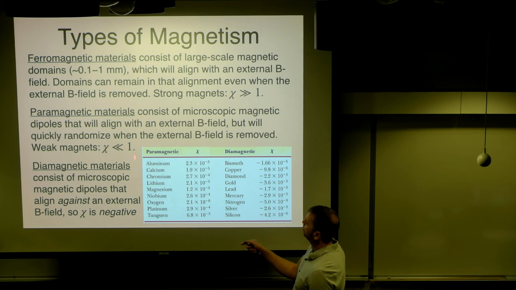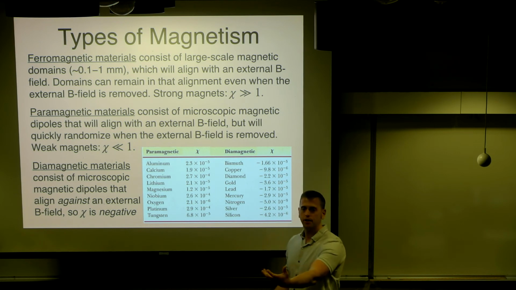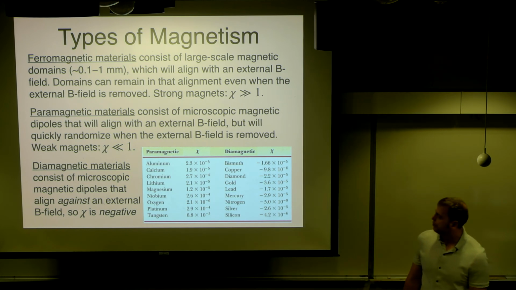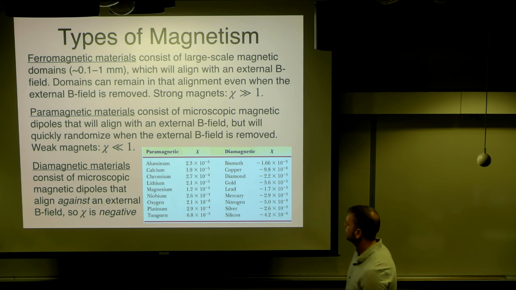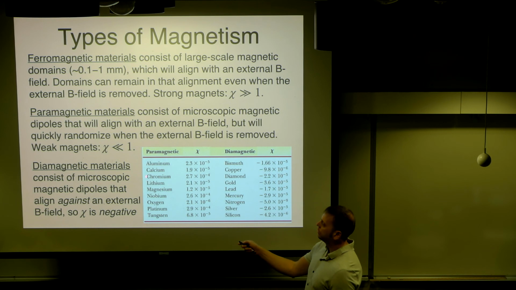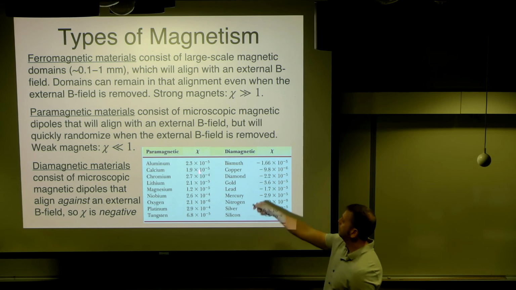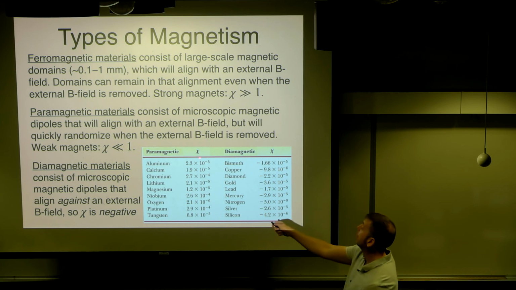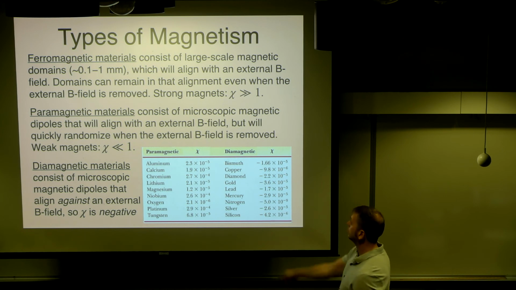So in other words, if you expose a paramagnetic material to an external B field, it will align itself with that. But if you turn off the external B field, it quickly just re-randomizes. And these are characterized by being weak magnets. So chi is a lot less than 1 when it comes to these paramagnetic materials. And this table shows you an example of just a few. So like aluminum, right? Chi is like 2.3 times 10 to the minus 5. Very small values compared to, again, like ferromagnetic materials.